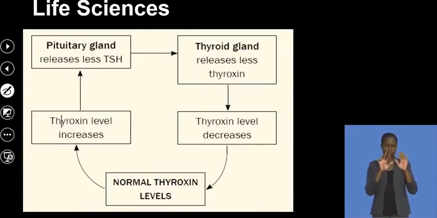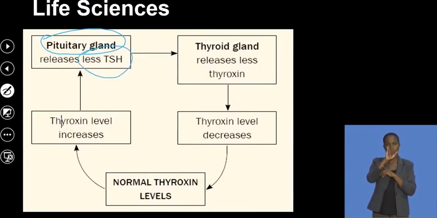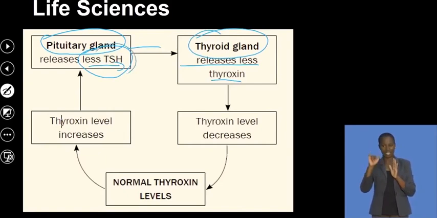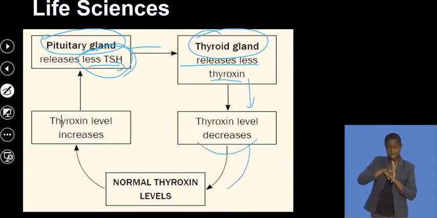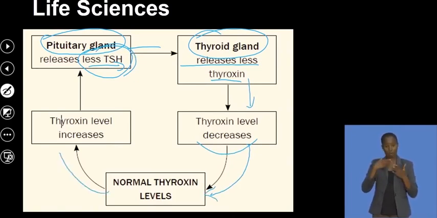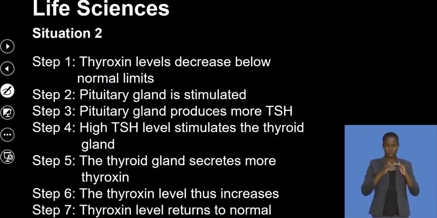So as I said, you have the pituitary gland that releases TSH. When there is less TSH, it sends out less thyroxine. So the thyroid gland produces less thyroxine because there is less TSH. This would mean that the thyroxine levels tend to decrease, and that will bring the thyroxine levels back to normal. When the thyroxine levels are too low, let's look at the next slide.